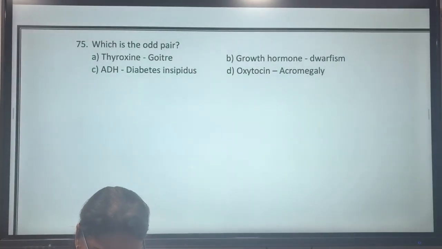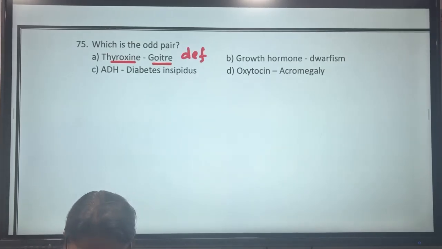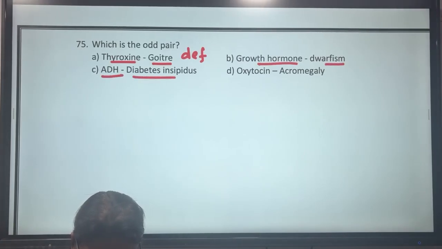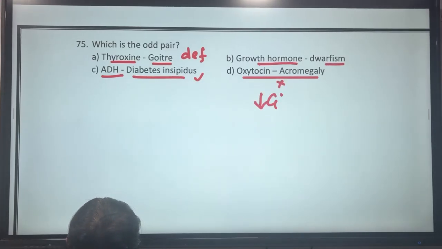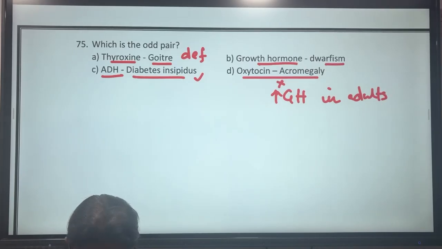Okay. 75th question. What is the odd pair? Thyroxine, goiter. Goiter is the deficiency disease in thyroid. Growth hormone deficiency, dwarfism. Correct match. ADH, diabetes insipidus. Correct. Oxytocin, acromegaly. Incorrect. You know, deficiency of GH. The excess of GH in adulthood causes acromegaly. So the answer is option D.